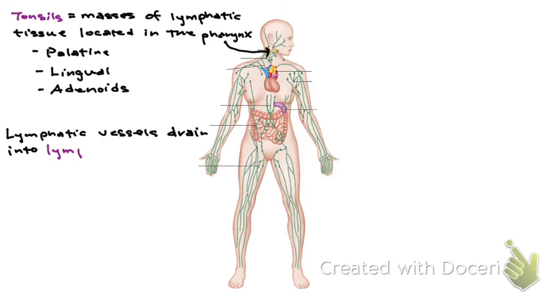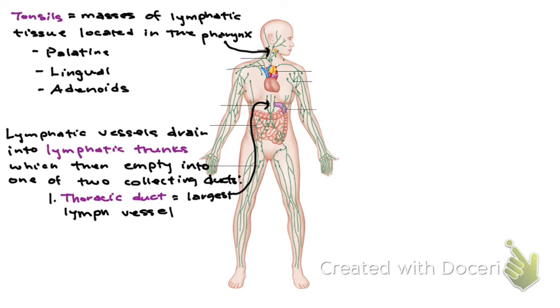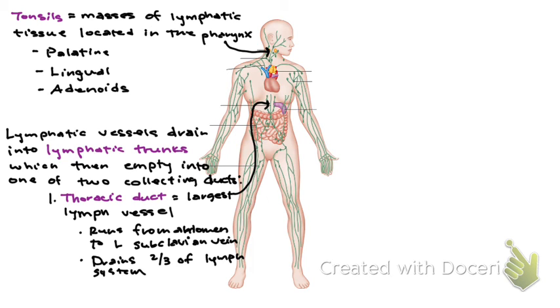Lymphatic vessels drain into the lymphatic trunks, which then empty into one of two large collecting ducts. So the first is the thoracic duct. This is the largest lymph vessel in your body. It runs from the abdomen up through the diaphragm into the left subclavian vein, and this one drains about 2/3 of the lymph in your system. And the next is the right lymphatic duct, which empties into the right subclavian vein.